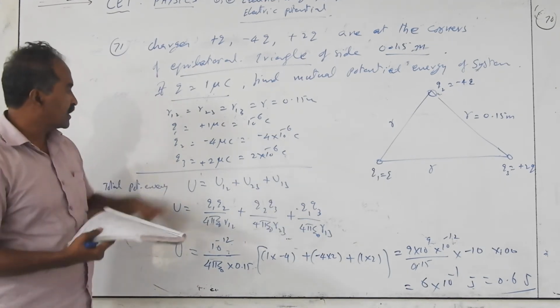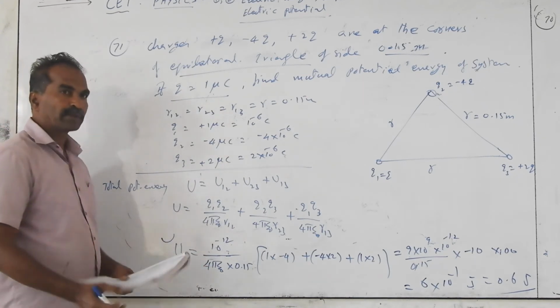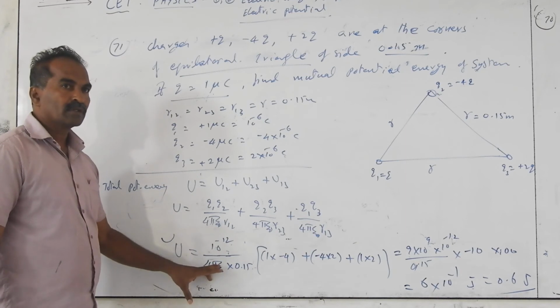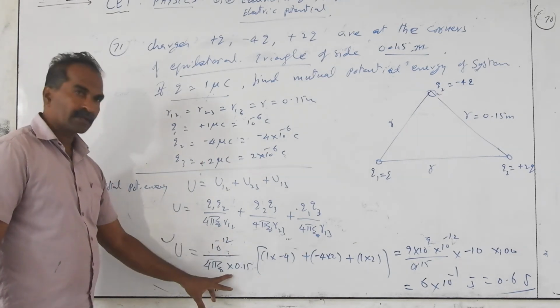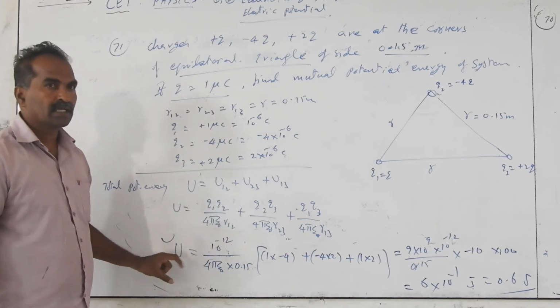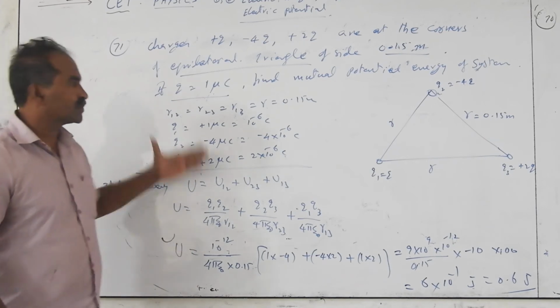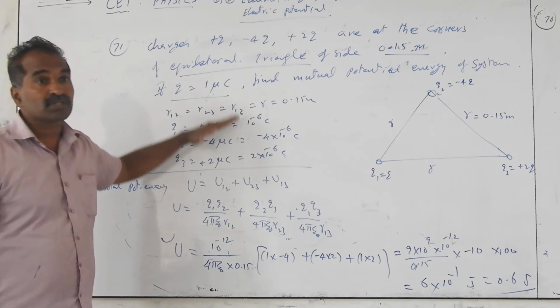You don't have to write all this, you just directly go to the last step. You must be able to do it. 1 by 4 pi epsilon into Q1 Q2. Only Q1 Q2 will be taken in the bracket by R only, and if they are given in micro etc., do that conversion also in the numerator. So you must be able to do it directly, to save time. But if the problems are given in the theory paper, then you must write all these steps.